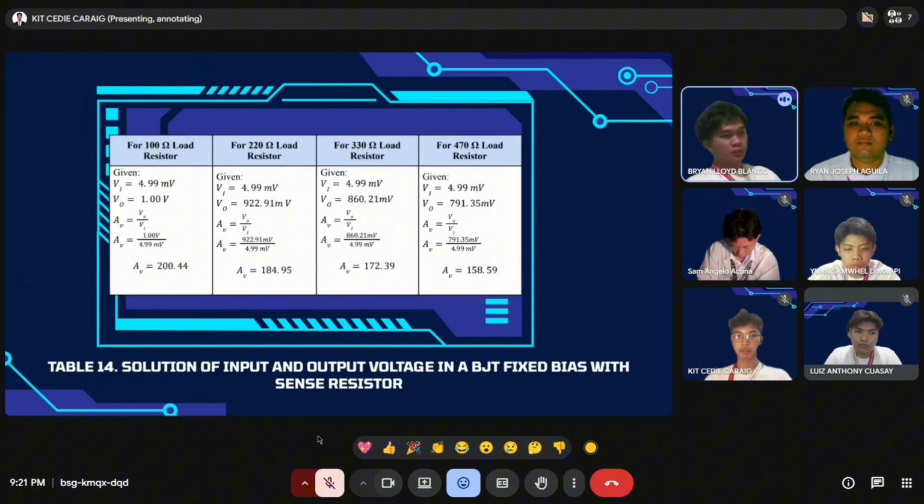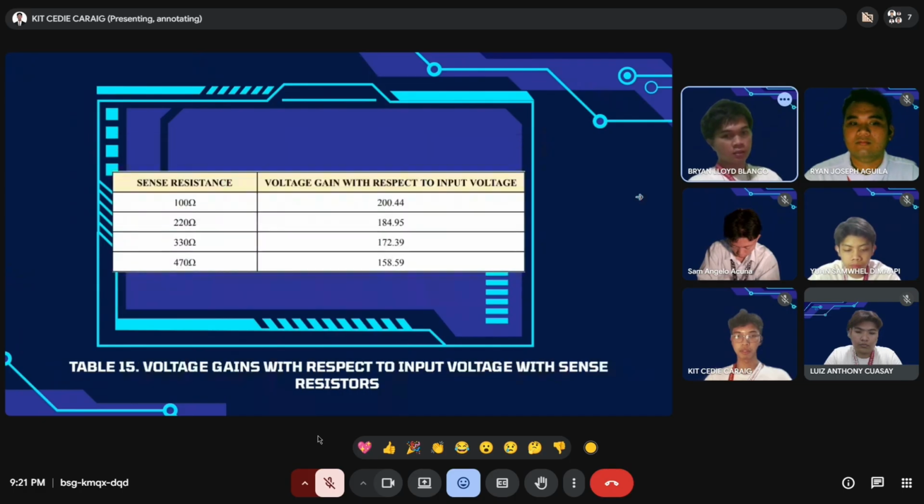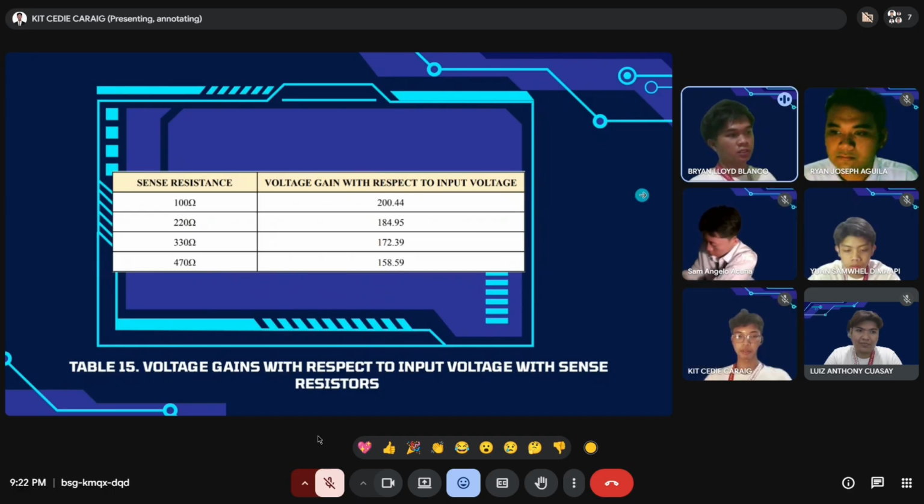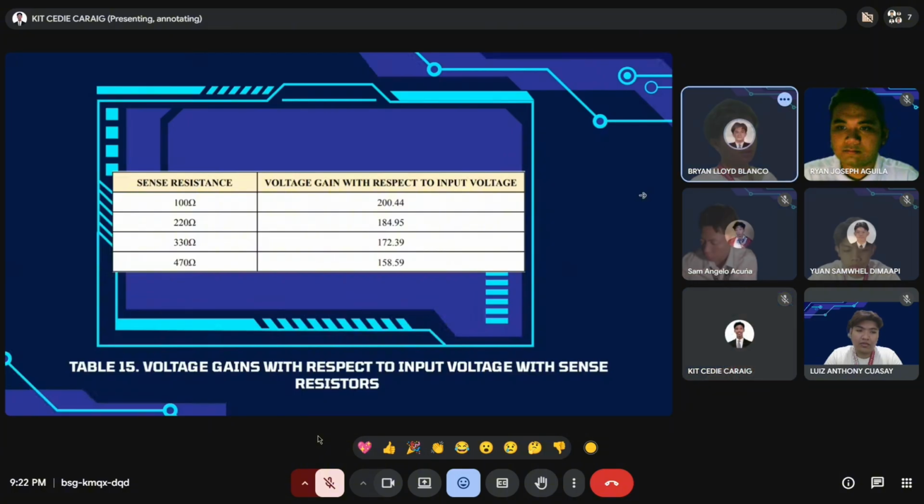For the table 14, next slide. And 15 record the voltage gains with respect to the input voltage: 0.44 at 100 ohms, decreases to 184.95 at 220 ohms, drops further to 172.39 at 330 ohms, and reaches its lowest value of 158.59 at 470 ohms. Next slide.